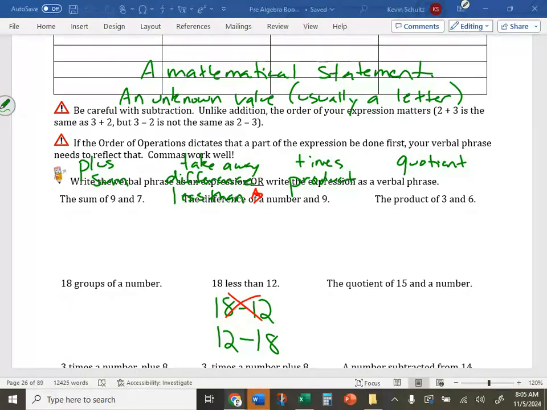If you have 3 fewer tacos than someone else does, and they've got 8, you've got 3 less than that. That means you've got 5. It wouldn't be 3 minus 8, it'd be 8 minus 3. So that "less than" phrase is tricky. When you see it, it's actually backwards from the way it's written. Okay? So star that one. This will show up on the test. That "less than" phrase is actually backwards from the way it's written.